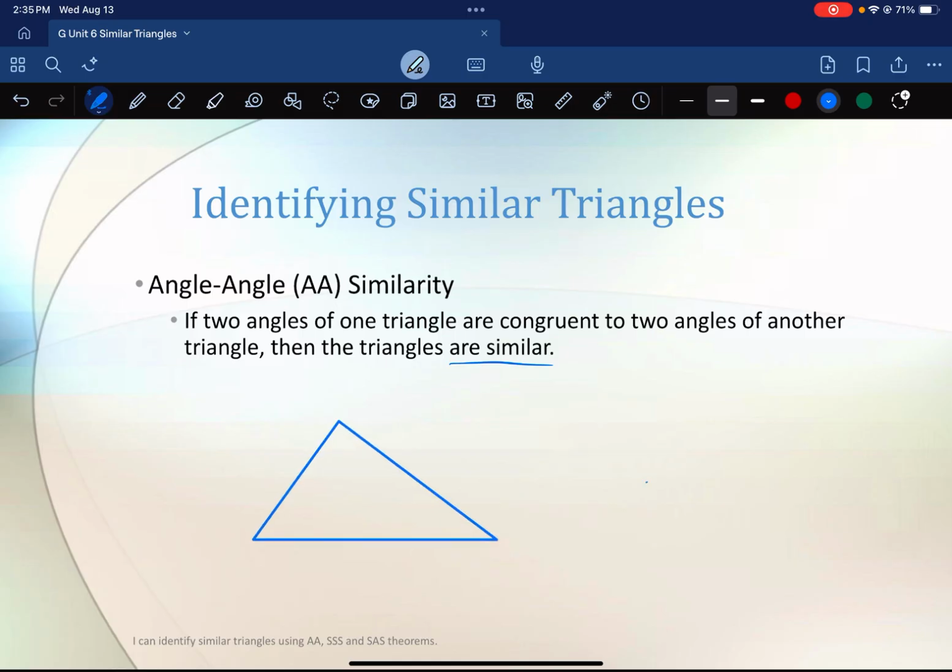There we go, and then I can draw like a littler one. And as long as I knew this angle was congruent to that angle, and maybe this angle is congruent to that angle, I could say that they are similar. That's all it requires.